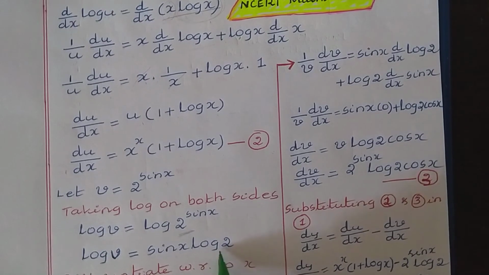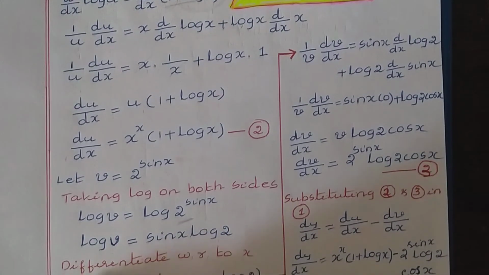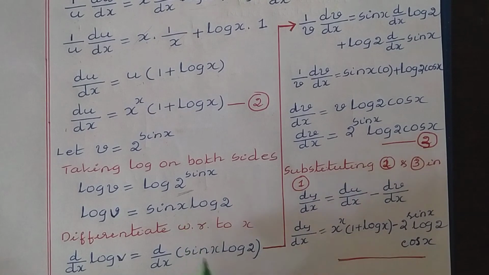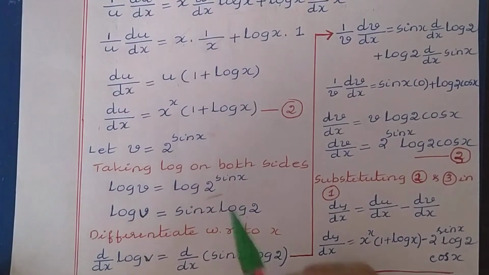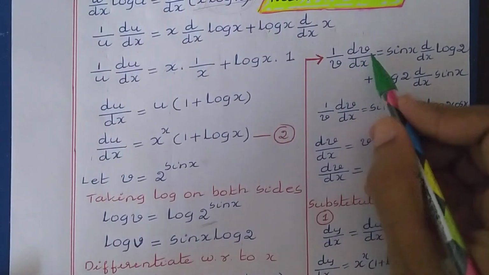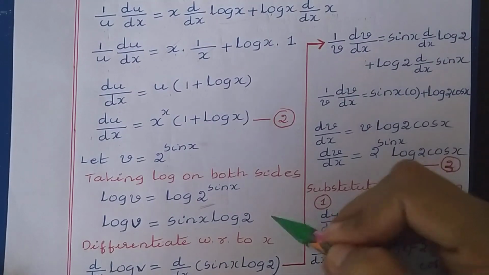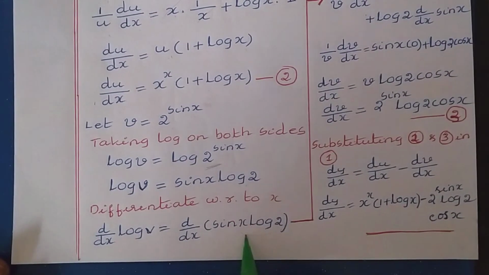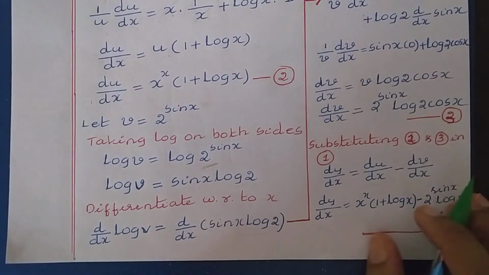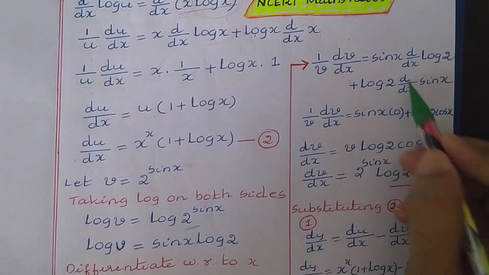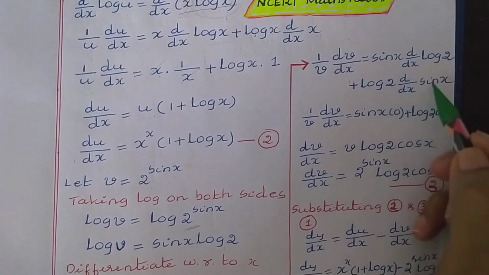Next step is to differentiate this with respect to x. So we get d by dx of log v is equal to d by dx of sin x into log 2. Next, find the derivative of log v. The derivative of log v is 1 by v, then dv by dx as we are differentiating with respect to x. Next we have sin x into log 2. So we have two functions, which means we have to use the product rule. So we get sin x into derivative of log 2 plus log 2 into derivative of sin x. That is nothing but the product rule.